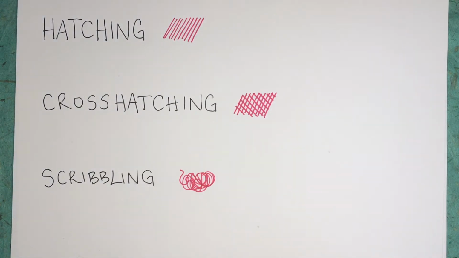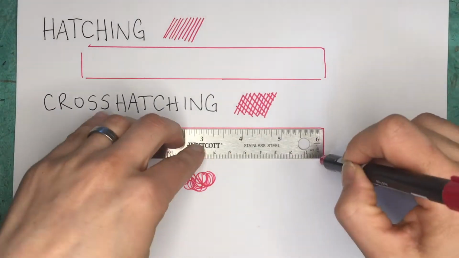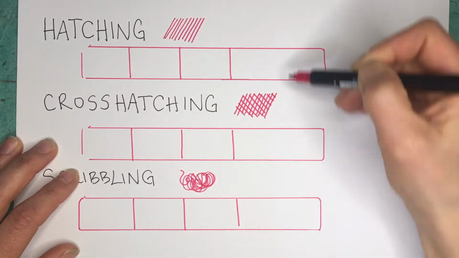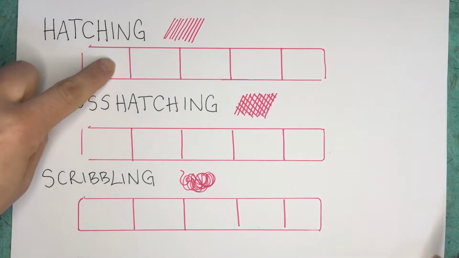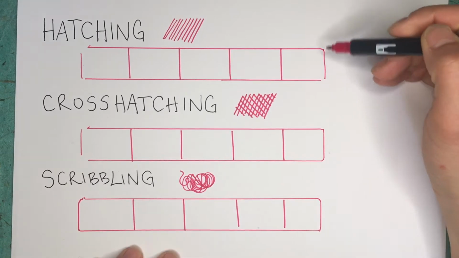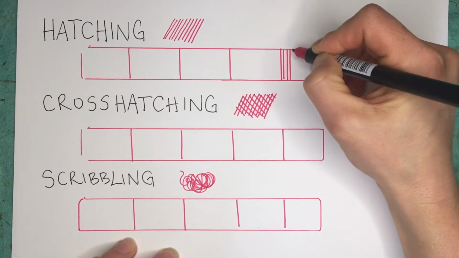I would like you to make a value scale for each of these methods, like so. For each technique, I have made 5 rectangles, and much like the value scale that I made on our value landscapes, you're going to leave the first square totally white. And you're going to go to the last square and make it as dark as possible using the method.